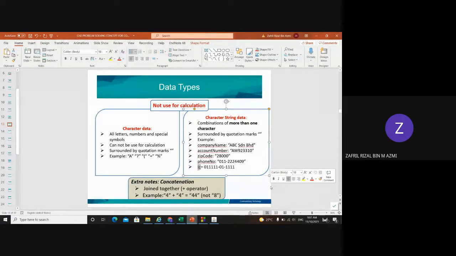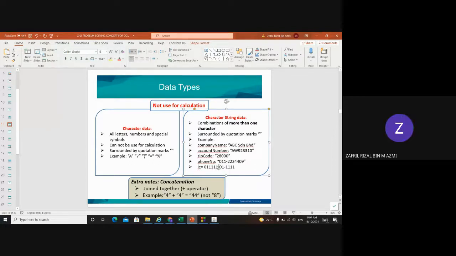Okay, correct, no quotation mark. But I said if you declare this as numeric, the double quote is for a string. If the value is a string, then you need to put quotes. But now I want to declare this value as numeric. Can I do that? Cannot, because we have dash.